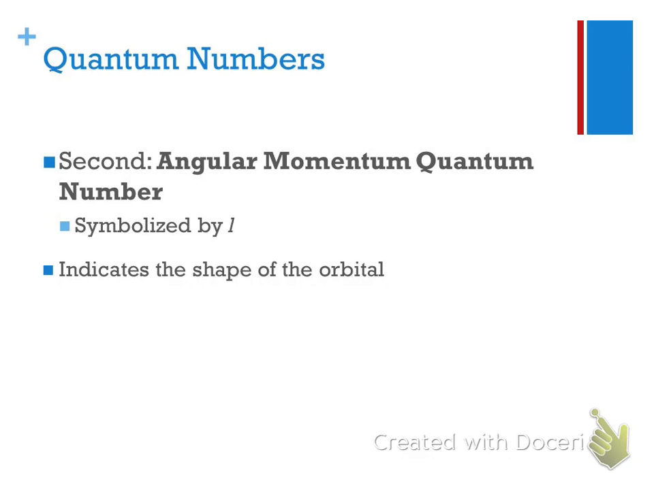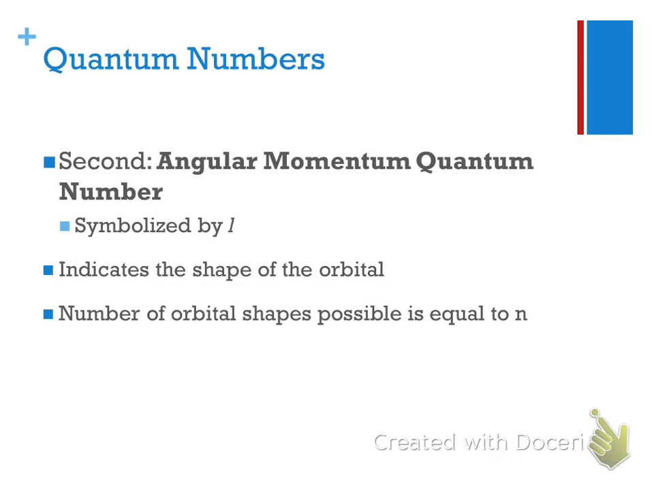So this second quantum number tells us the shape of our orbital. Okay, and we're going to go through 4 different shapes. But the number of shapes that are possible is only equal to n. So what does n stand for? Our first quantum number, right? Our principal quantum number, our energy level. So if I only have n equal to 1, if I'm only at the first energy level, that means I only have one type of orbital shape, right? Because I only have one type of orbital.